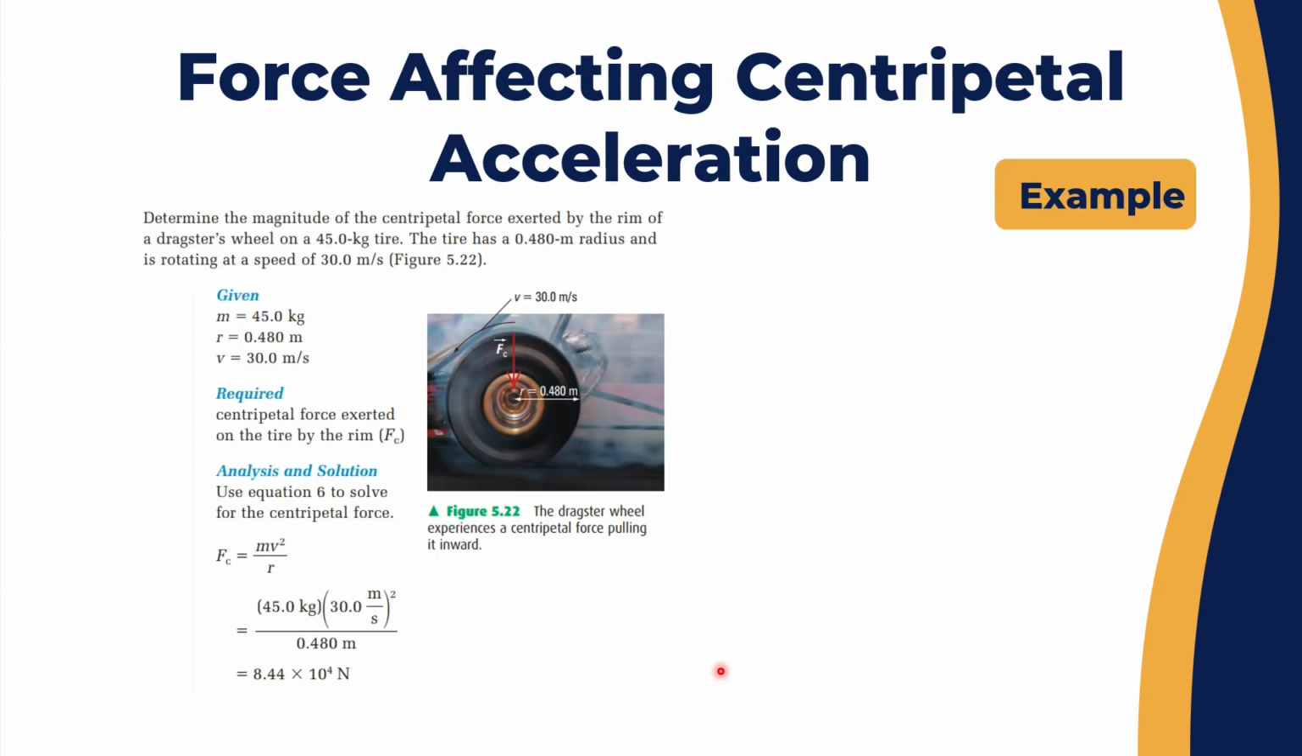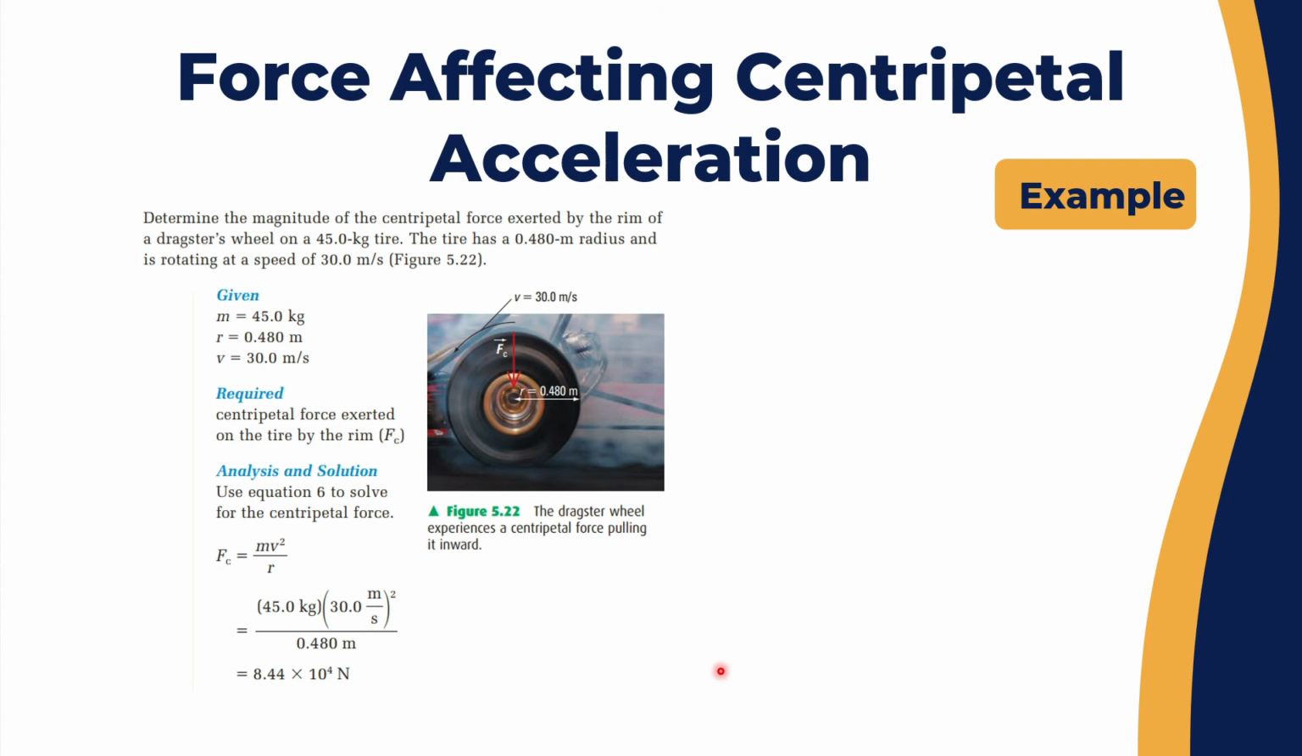We have a problem saying determine the magnitude of centripetal force, not acceleration, the force, by the rim of a sporty wheel on a 45 kilogram tire. The tire has a 0.48 meters radius, rotating at a speed of 30 meters per second. So the mass is 45 kilograms, radius 0.48 meters, circular velocity or circular speed 30 meters per second, find the FC.